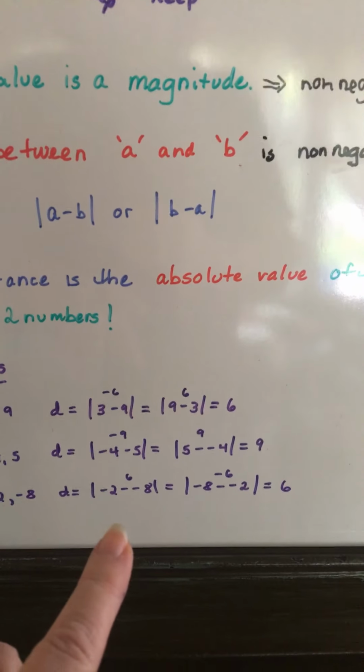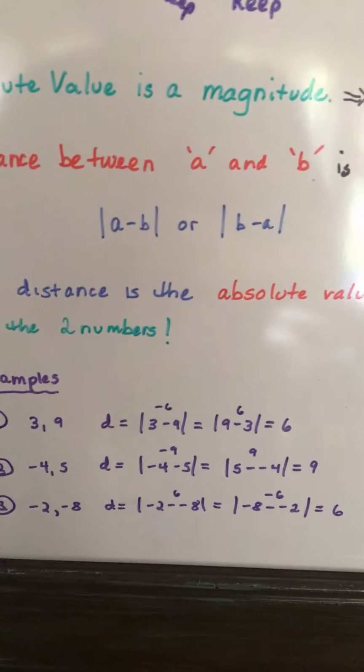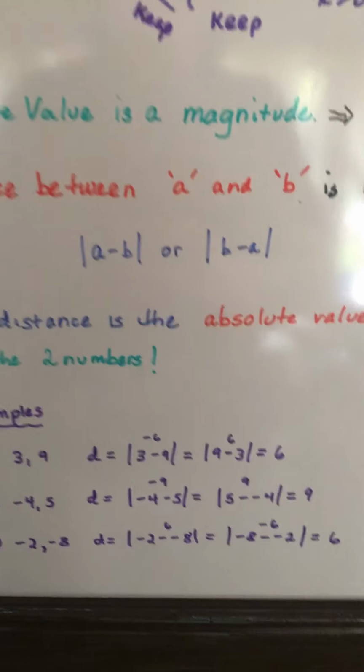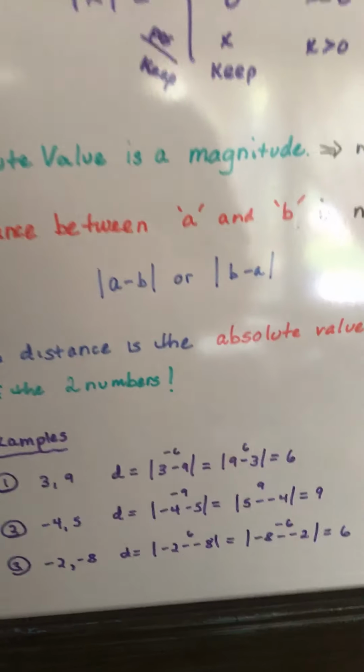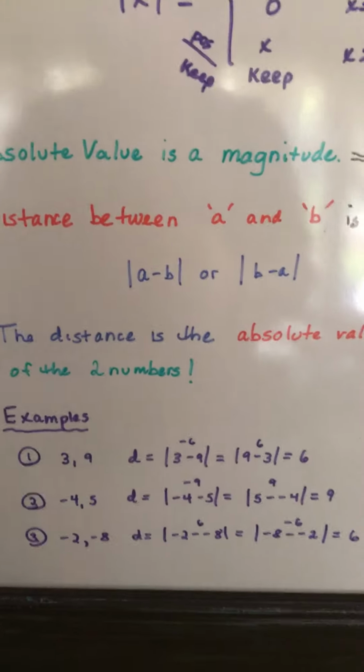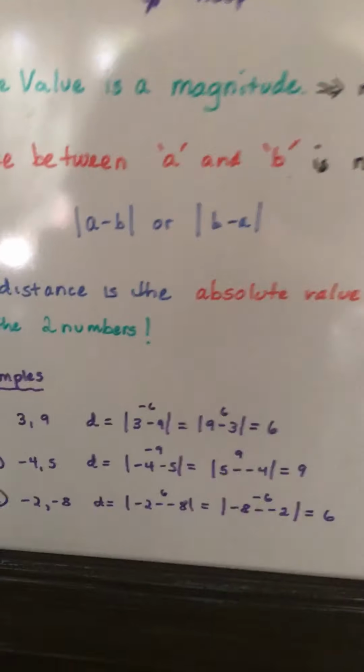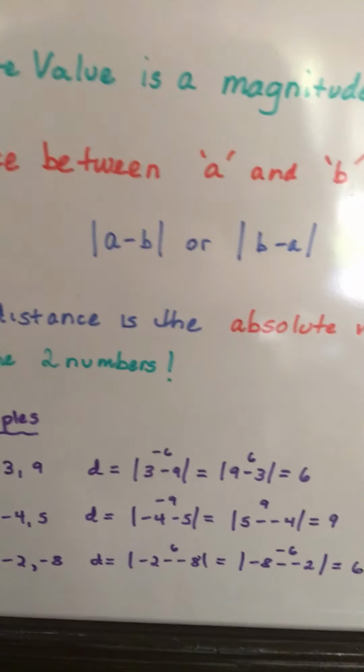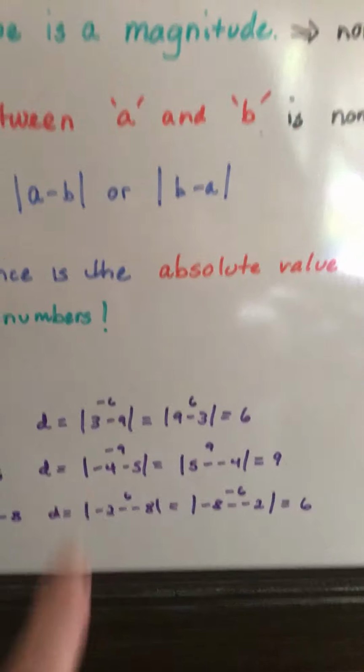-2 and -8, same things. A lot of you would say -8 minus -2 and think that you're going to end up with a +6 because you're turkeys, because you think -8 is bigger when it's actually smaller. But anyway, those are the examples.